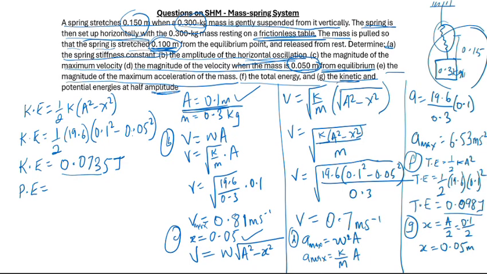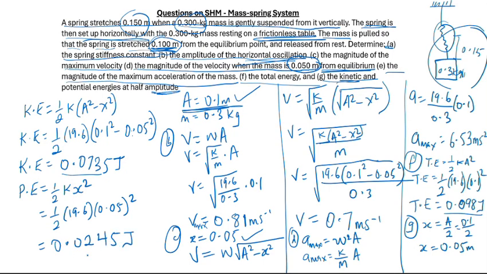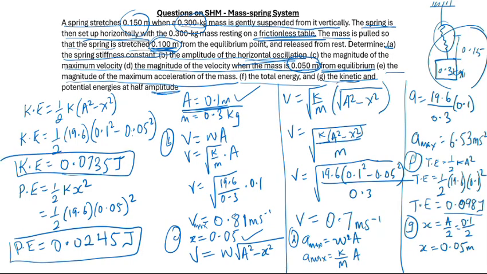But if you don't want to do that, you can go manually, which is half k x squared, and we know our k to be 19.6 and our x is 0.05 all squared. If you punch this inside the calculator, you will have 0.0245 joules. That's our potential energy. If you now add this and this together, you must get this 0.098. Let's try that, and you will see that that is what you are going to arrive at.